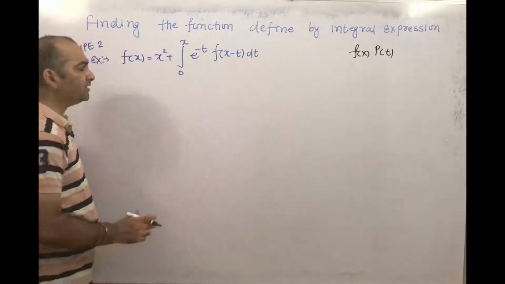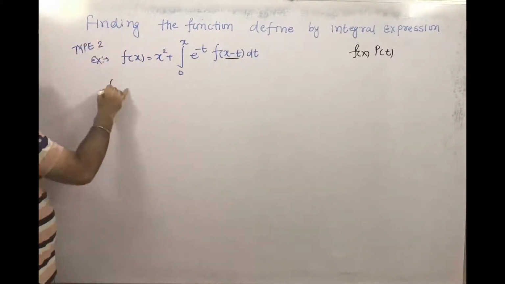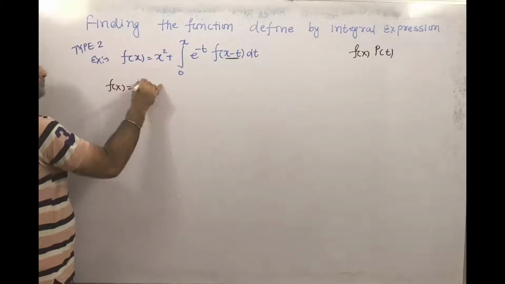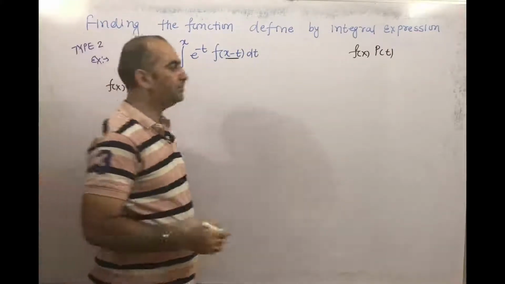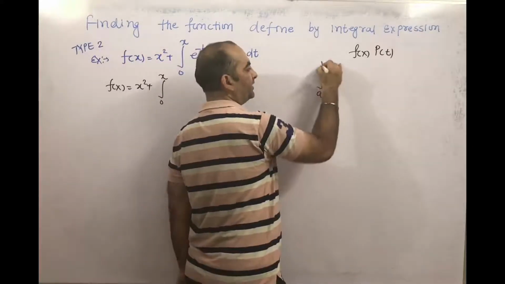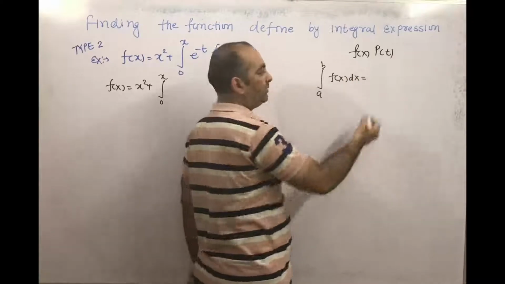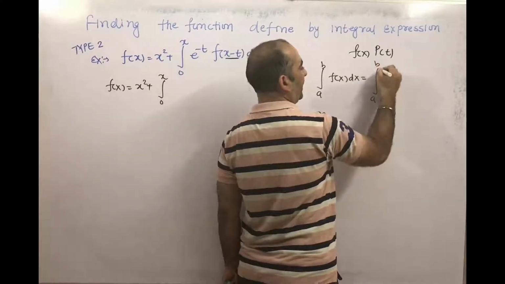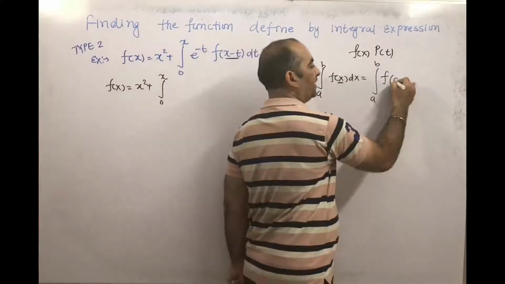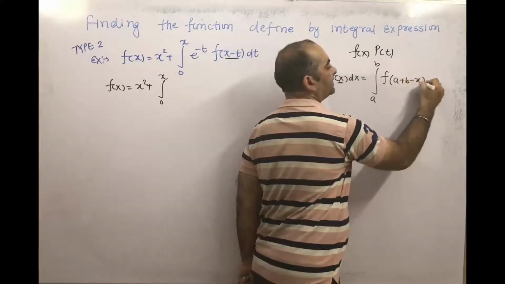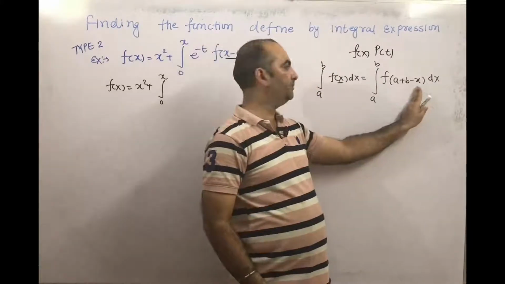Then what to do? First, we have to remove this. So f(x) as it is, x² plus integration 0 to x. Here we are using a property. What property? Integration a to b f(x) dx equals the same limit a to b, f of, instead of x, the sum of lower limit plus upper limit minus x, dx. So instead of x we write lower limit plus upper limit minus x.